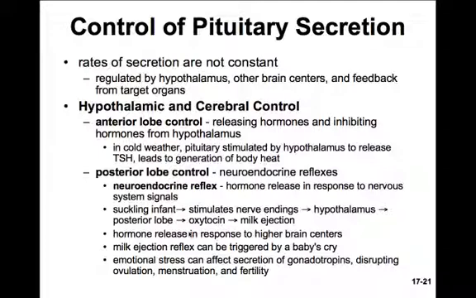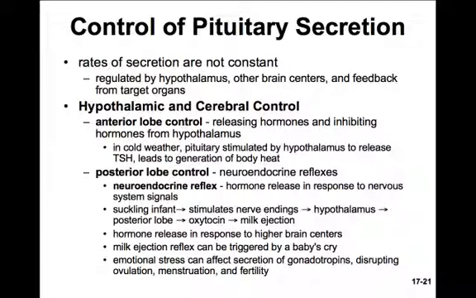In the case of oxytocin, a suckling infant stimulates nerve endings, which end in the hypothalamus, and then nerves in the hypothalamus extend into the posterior lobe and secrete oxytocin. Oxytocin circulating through the body causes milk ejection from the mother's nipples. The hormone releases are in response to higher brain centers.